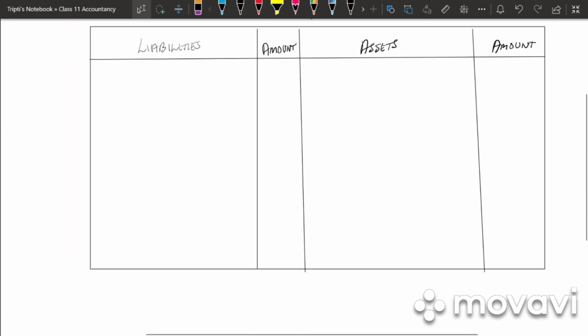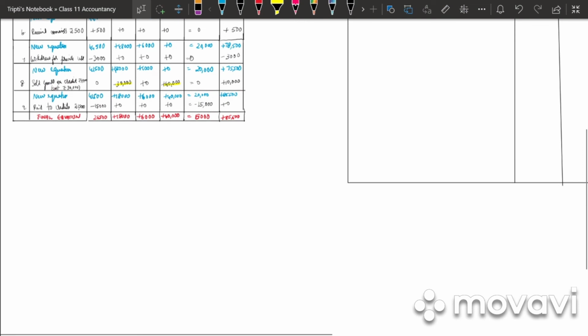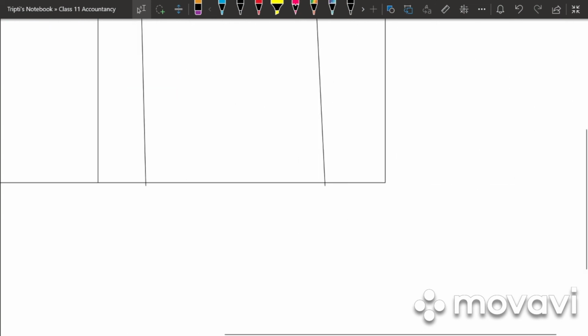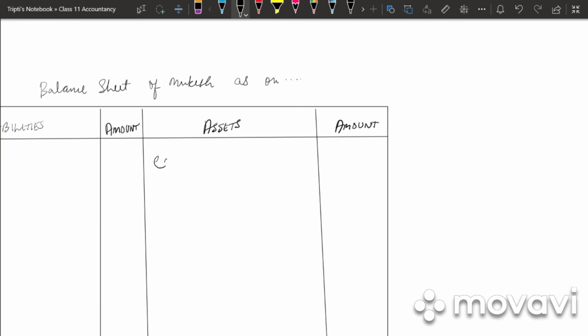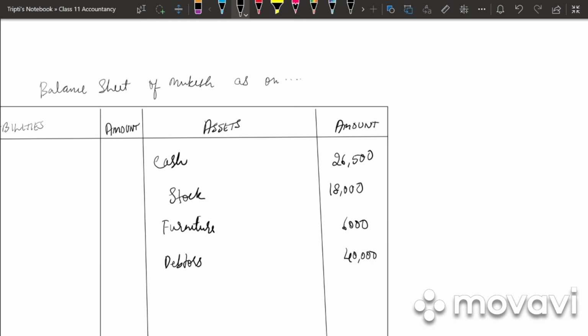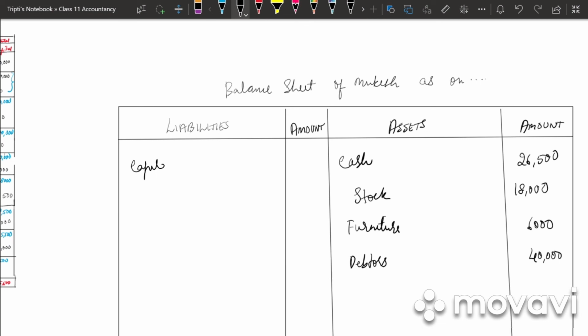So under the last equation, we have cash. On the asset side, we have debtors, furniture and stock. And on the liability side, we have capital and liability. So write cash. What is the amount of cash we got in the final equation? 26,500. We got stock of 18,000. Furniture 6,000 and debtors 40,000. On the liability side we have capital, that is 85,500.